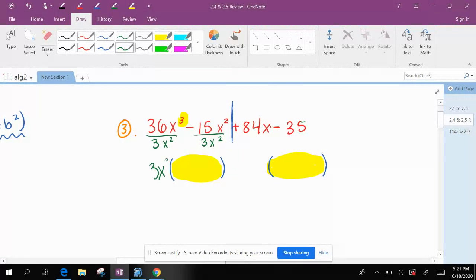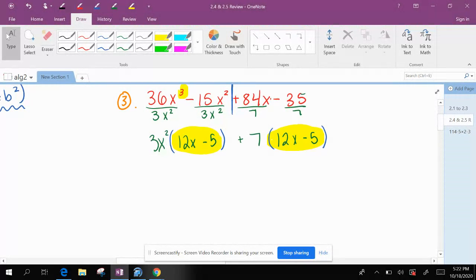I'd put that right in front, and my leftovers would be 12x minus 5. I want that same leftover on my other half of this problem. So in order to have a remainder of 12x minus 5, I would have to be taking out a 7 from this problem. And I'm going to put a little plus sign there to show that it's a positive 7.